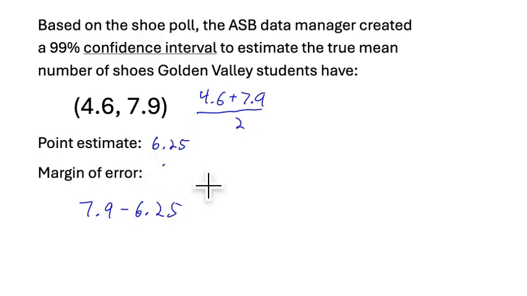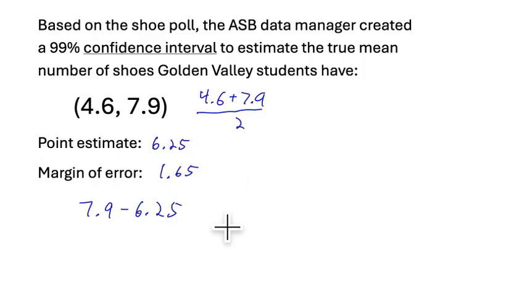So when we do that, in this case, we get 1.65. In this case, our confidence interval tells us that the true mean number of shoes is probably no more than 1.65 pairs of shoes away from our point estimate of 6.25. So it's not a super precise estimate, but just by asking 12 students, the data manager was able to get a rough idea about the average number of shoes Golden Valley students have.